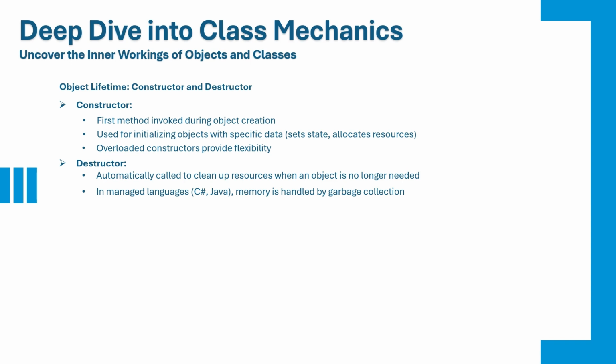That said, when you're dealing with unmanaged resources, like file handles or network connections, implementing an IDisposable interface or its equivalent is crucial. This lets you manually release resources in a timely manner, keeping your applications efficient and resource-friendly.